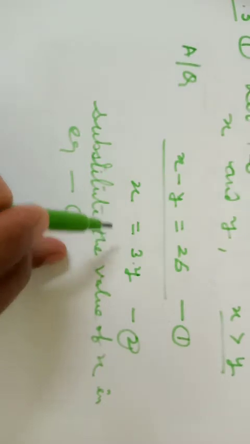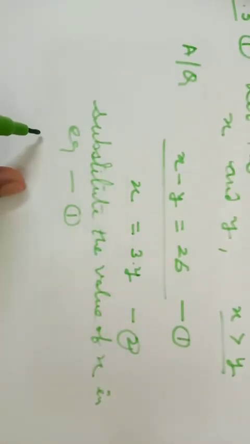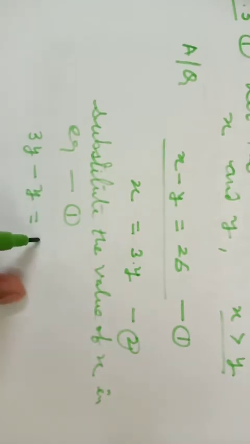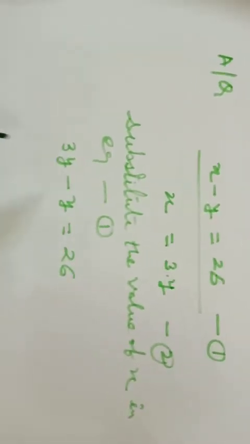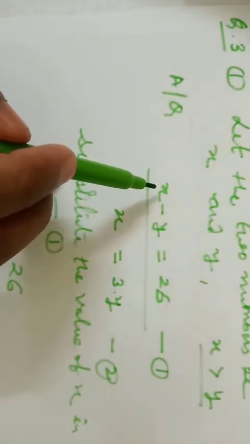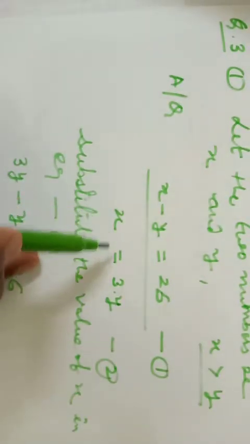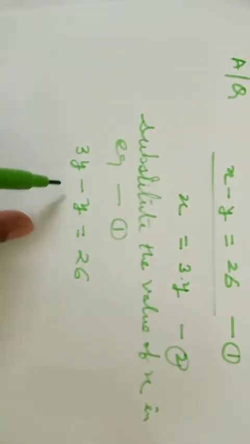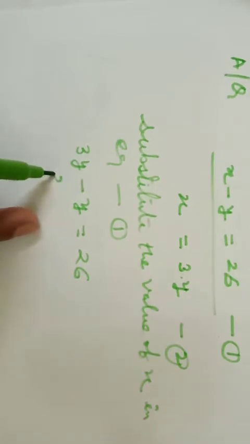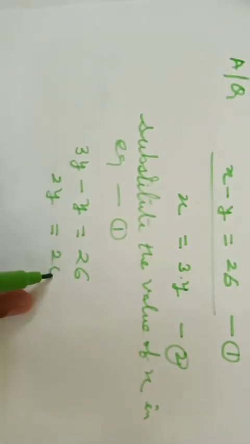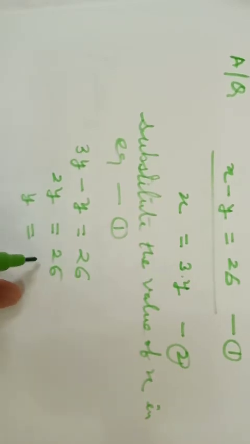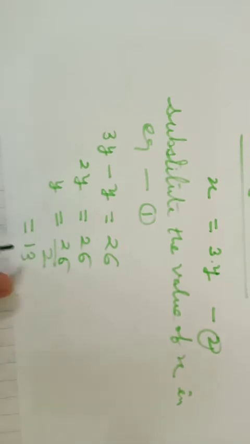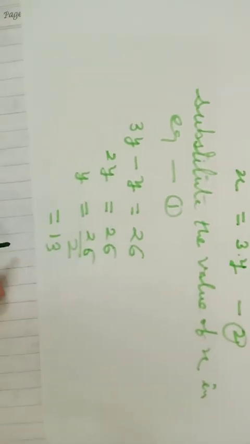And what is the value of x? x is equal to 3y. So 3y minus y is equal to 26, because in place of x we substituted the value of x, which is 3y. When you subtract, 2y is equal to 26, and y is equal to 26 upon 2, which means 13. Clear? The value of y is 13.